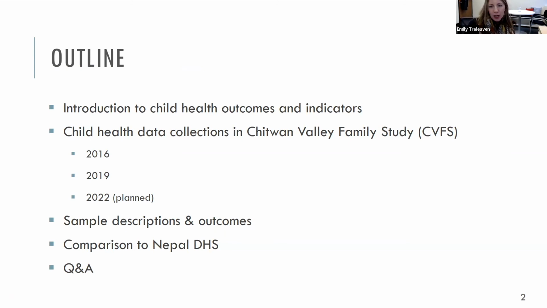When we want to measure how healthy or unhealthy a population of children is, what is it that we want to measure? Next, I'll talk about the two previous child health data collections that have occurred within the CVFS, which were in 2016 and 2019. So I'll cover what data was collected and how it was collected. And then I'll give a brief update on an upcoming planned child health data collection. Finally, as I said, I'll present a summary of child health indicators and then compare our CVFS indicators to the broader Nepalese population using demographic and health survey data.